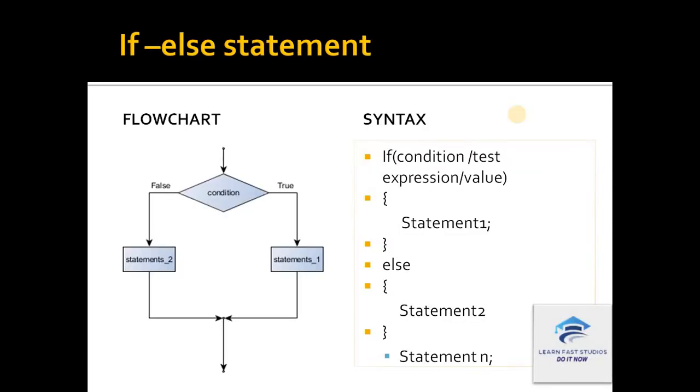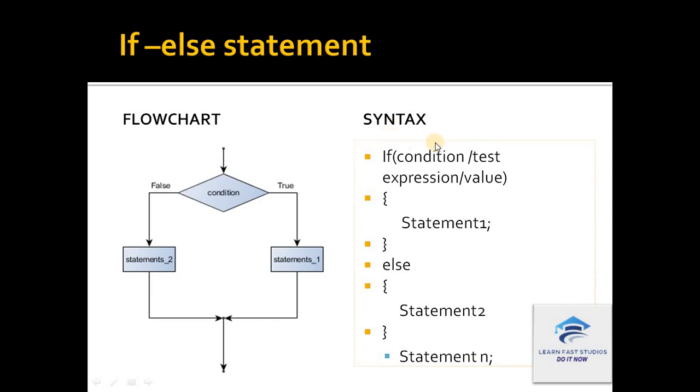Let us check the flowchart of the if-else statement. The if statement in the flowchart is given by using the decision box. If the condition is true, then it will execute statement 1. If the condition is false, then it will execute statement 2. After these two statements, it will execute statement n.